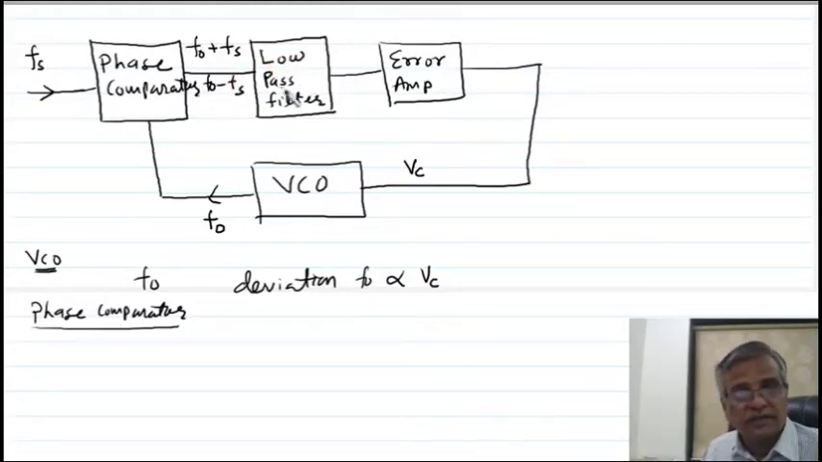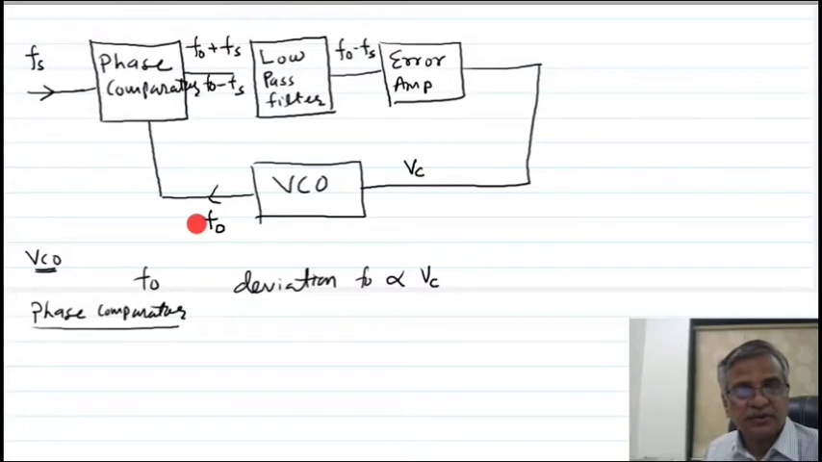With the help of the low pass filter, the high frequency component is removed. So we will get the signal having a beat frequency FO minus Fs, and the DC voltage is produced by this amplifier. This amplifies the small beat frequency FO minus Fs, and this voltage is produced as VC. VC, a DC voltage, is given to the VCO.